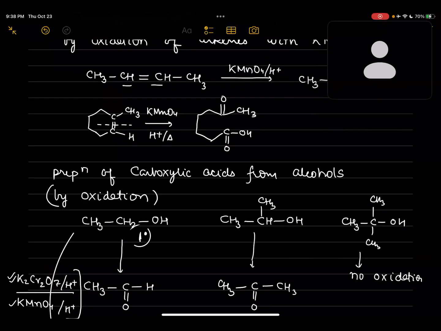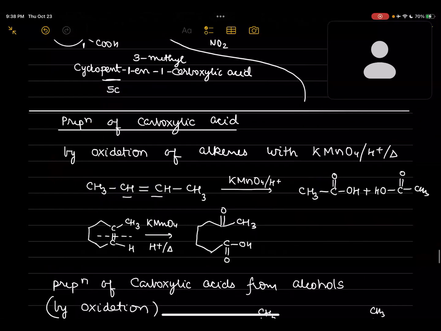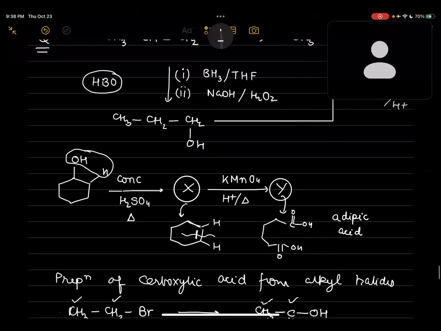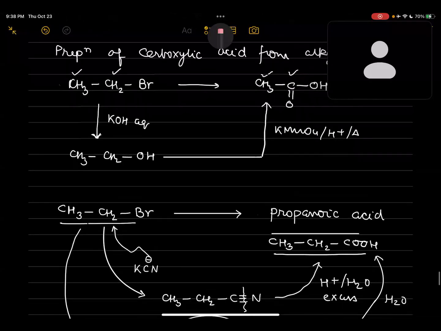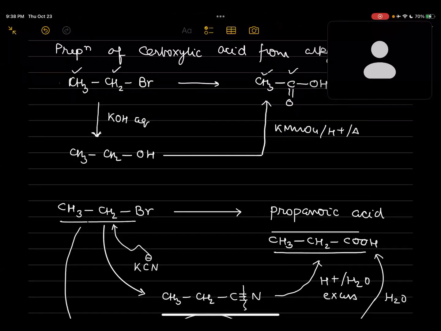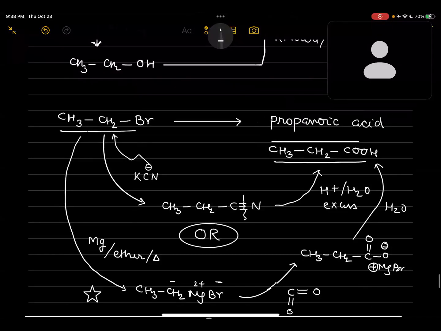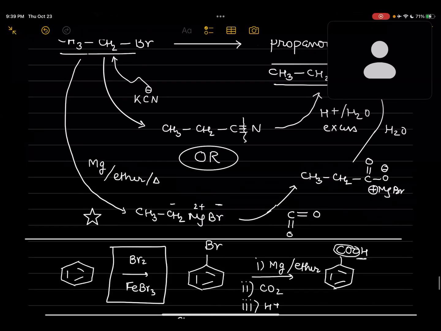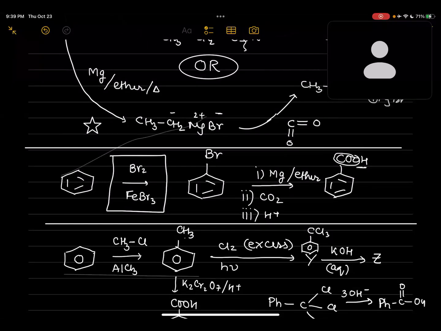You can oxidize the alkene, you can oxidize the primary alcohol, that we have seen. But if you want to increase the carbon atoms, you either need to add KCN or you need to add CO2 in the Grignard reagent. Okay, then you will get the product. Clear?